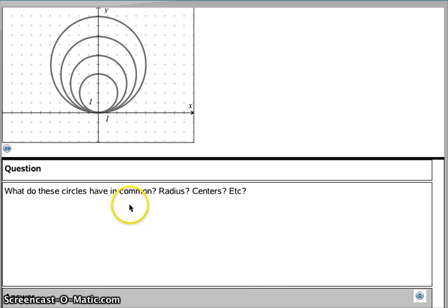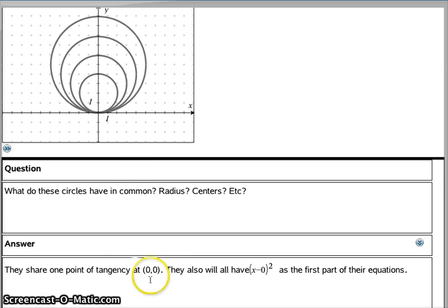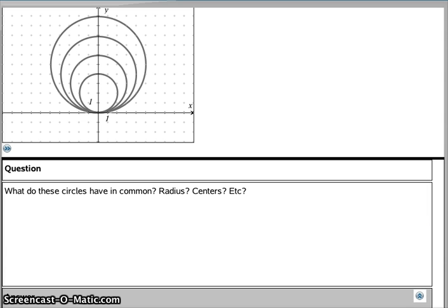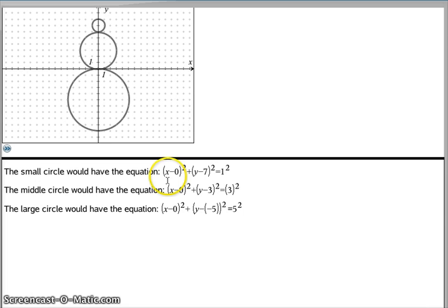Now in this one, what do these circles all have in common? Do they have the same radius? Do they have the same centers? What kind of things could we say are the same about all these circles? Well, the first thing we can notice is that they all have this point in common. They all go through that exact same point. We would call that a point of tangency. So they all share that point of tangency of 0, 0. And they would all also have x minus 0 squared as the first part of their equation, because if I look at all of these center points, they're all on the line x equals 0. Their y terms would change because they're actually going up with the y terms. So they all share a point of tangency and their x value for their equation.